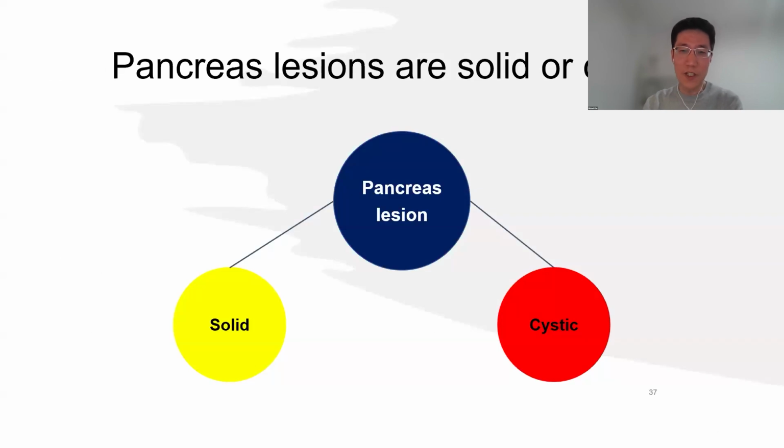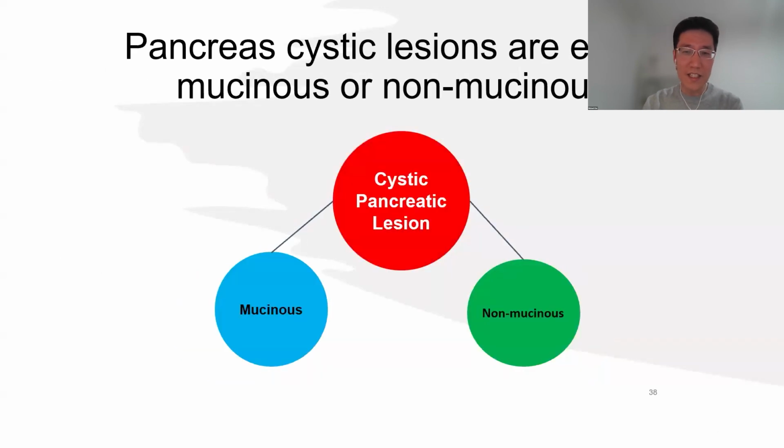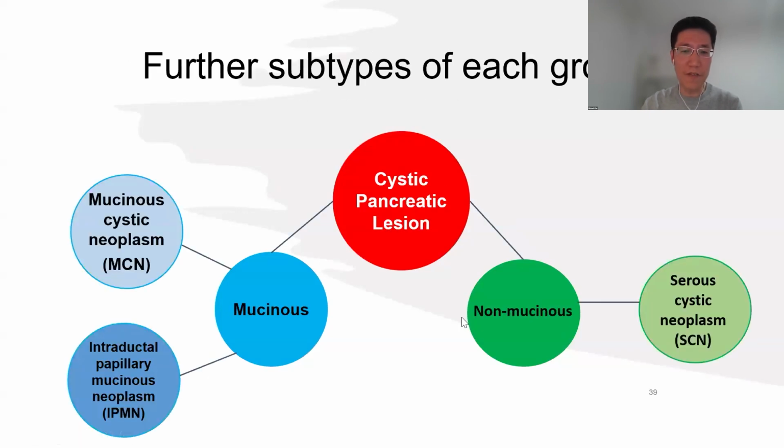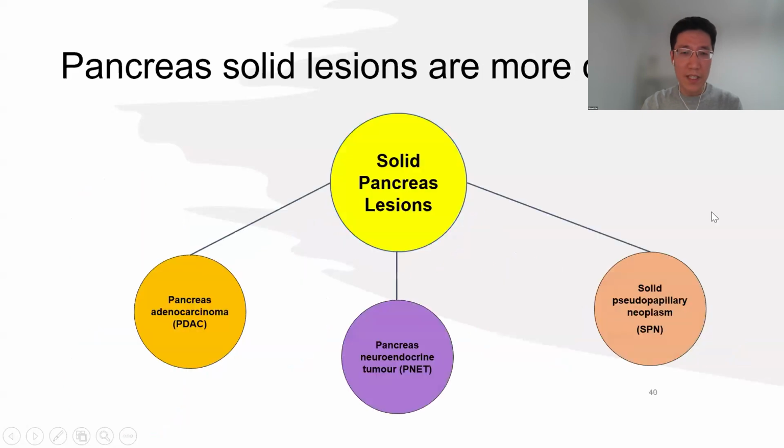Pancreatic lesions, again, are solid or cystic. And if they are cystic, they're either mucinous or non-mucinous. And I will break them down further. If they are mucinous, the more common one that we see is the mucinous cystic neoplasm, and the one that we always worry about and see is intraductal papillary mucinous neoplasm, or IPMN. In the non-mucinous group, it's just a serous cystic neoplasm that we commonly see. And if we do have a solid lesion, it is more concerning, and that's where we start worrying about cancers or pancreatic adenocarcinoma, or neuroendocrine tumor, or even a solid pseudopapillary neoplasm, which is actually a pre-malignant lesion.